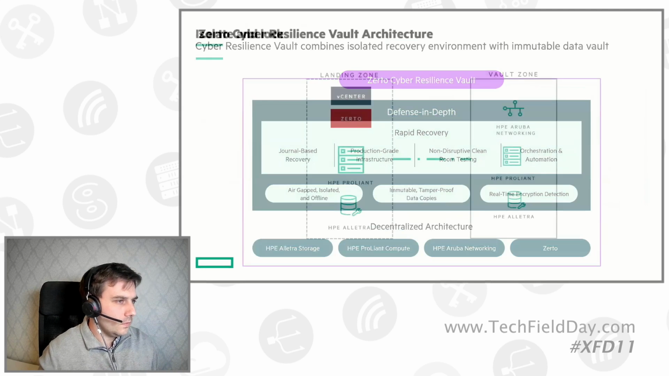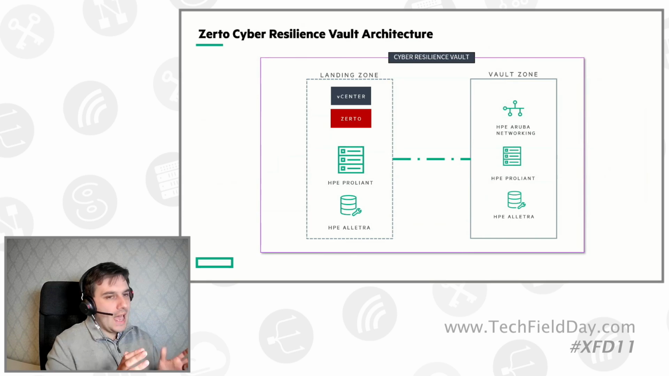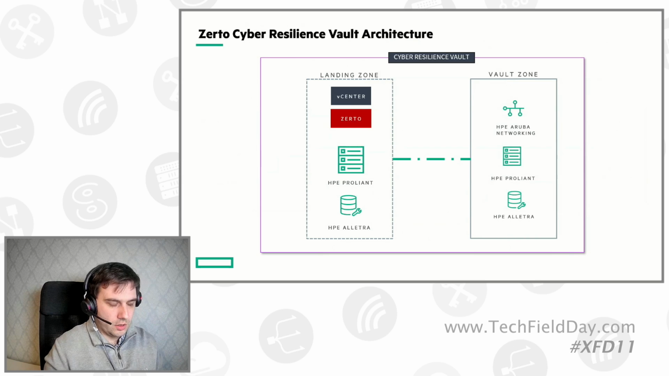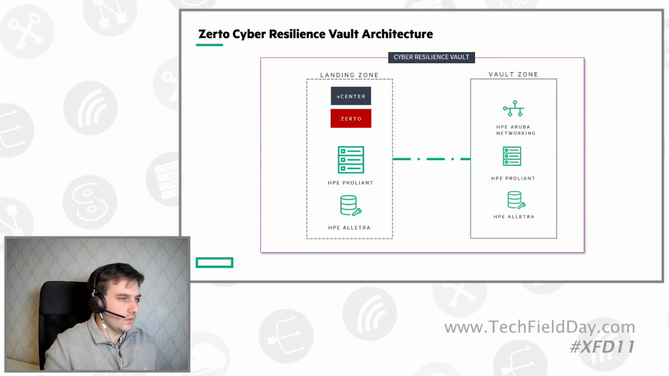And then as a very basic architecture, the Cyber Resilience Vault is all of this. You get a landing zone to land your data into, which contains vCenter and Zerto, the ProLiant for compute, and HP Electra for your storage. We then have a vault zone, which is co-located next to the landing zone in a rack next to it, which has HP Electra, ProLiant, and Aruba inside it as well. It also comes with the Zerto and vCenter, but that's separate. We copy it across, if you will. Don't need to purchase it a second time.